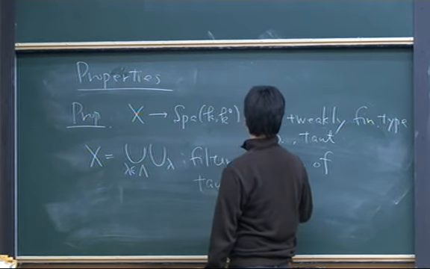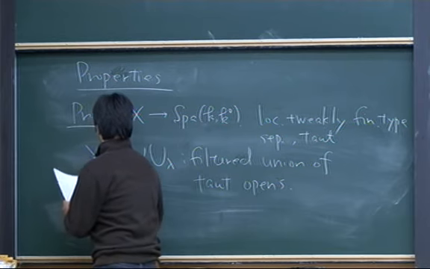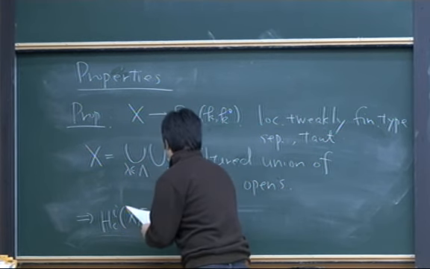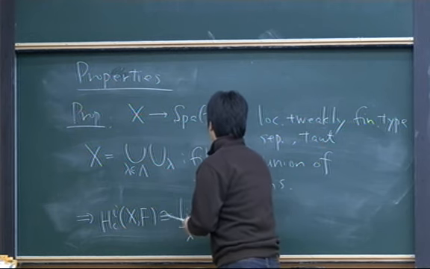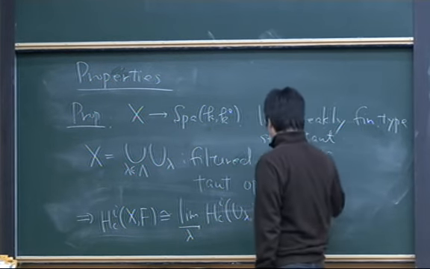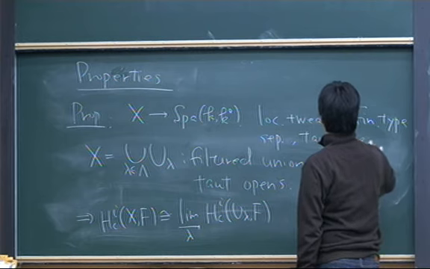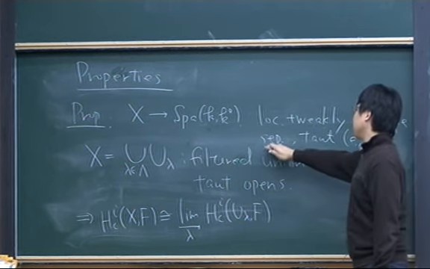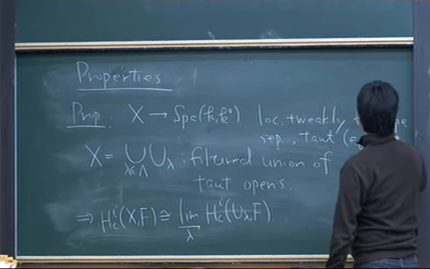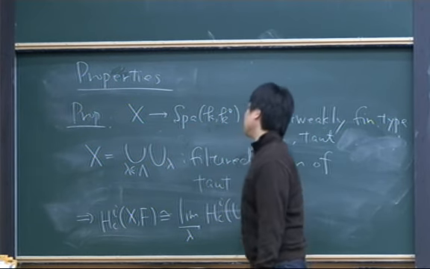Then the cohomology of X can be computed as a direct limit, an inductive limit, of cohomologies of U lambda. So please recall that taut means quasi-compact and quasi-separated. So we have separated here. So if this open is quasi-compact, then it is taut.